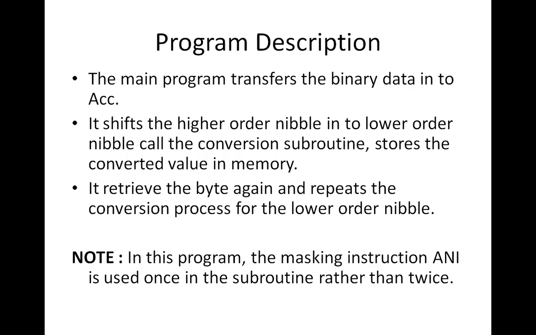So actually what we are going to do, the main program is transferring the binary data into the accumulator, and then it is shifting the higher order nibble into the lower order nibble place. Then we are calling the conversion subroutine and storing the converted value into the memory. Then it again retrieves the same byte and repeats this conversion process for the lower order nibble. And after the lower order nibble and the higher order nibble are converted into the ASCII code, they are stored in a certain memory location.